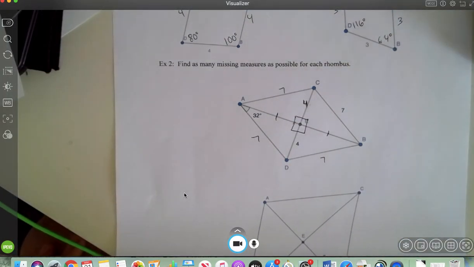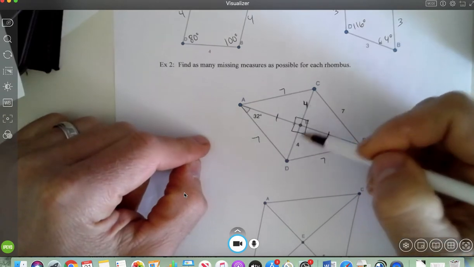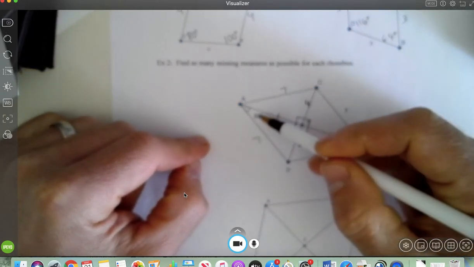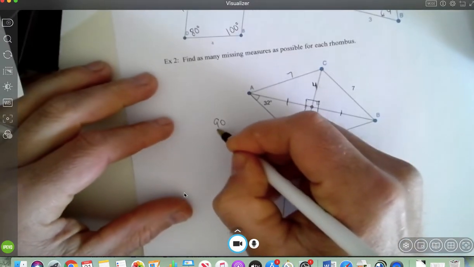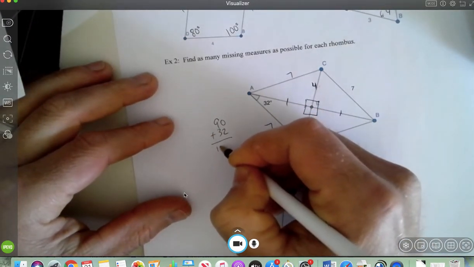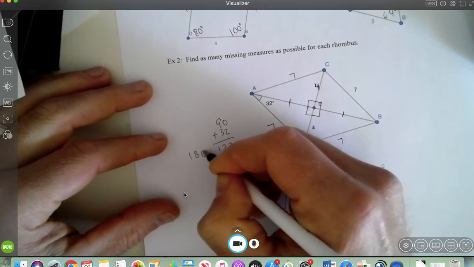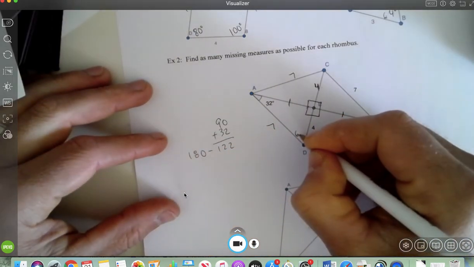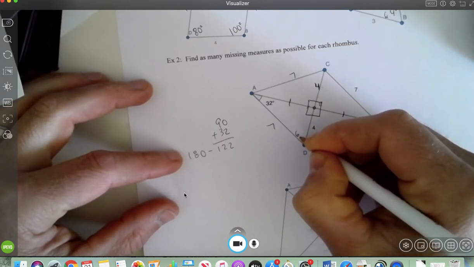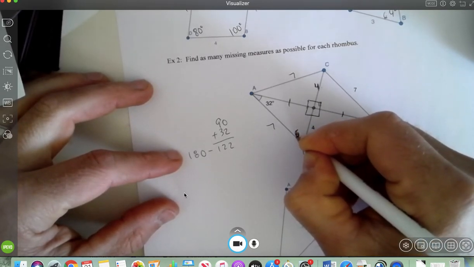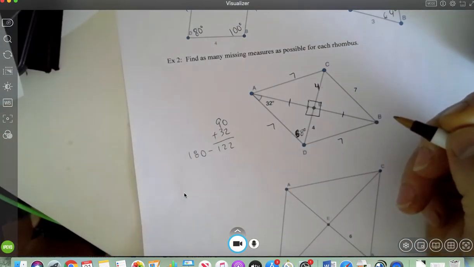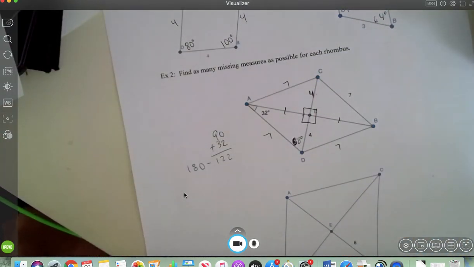Hey, wait, I have a right triangle right here. So that's a 90-degree angle, that's 32. If I subtract from 180, I get 58 degrees. I'm using this right triangle right in here to get that.